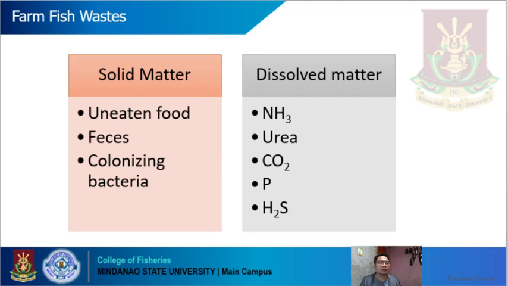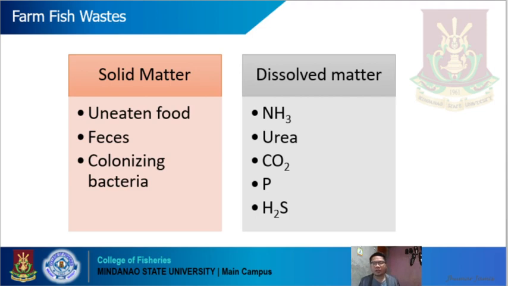Now, here are some of the farm fish wastes. They are classified into two: the solid matter and the dissolved matter. The solid matter includes uneaten food, feces, and colonizing bacteria. While the dissolved matter, which is much more harmful to the environment, includes ammonia, urea, carbon dioxide, phosphorus, and hydrogen sulfide. These dissolved matter will basically be addressed if you practice what we call IMTA.